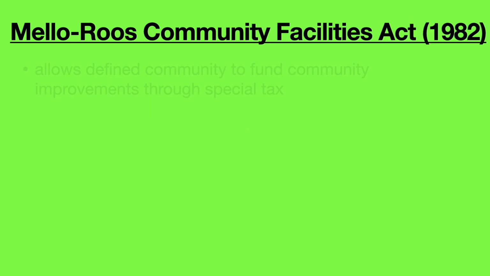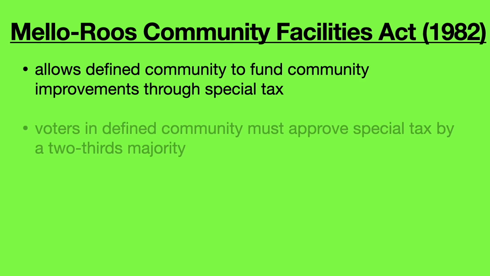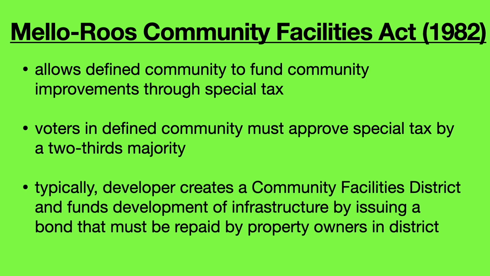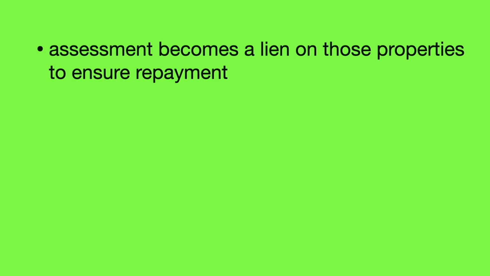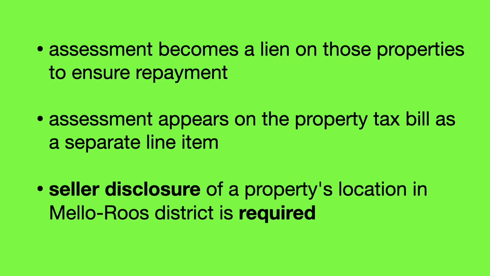The Mello-Roos Community Facilities Act of 1982 allows a defined community to fund community improvements through a special tax. The voters in the defined community must approve the special tax by a 2/3 majority. Typically, a developer creates a community's facilities district and funds development of infrastructure by issuing a bond that must be repaid by the property owners in the district. The assessment becomes a lien on those properties to ensure repayment. The assessment appears on the property tax bill as a separate line item. Seller disclosure of a property's location in a Mello-Roos district is required.